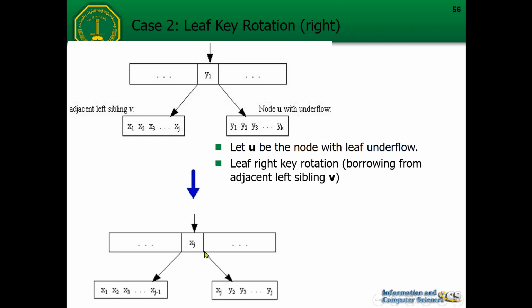After that, we also need to adjust the value of the key that is shared by the left and the right sibling by using a similar rule. Now the value should be updated by using the leftmost key in the right sibling. Because the value is xj, we change the value of the key in the parent to become xj.